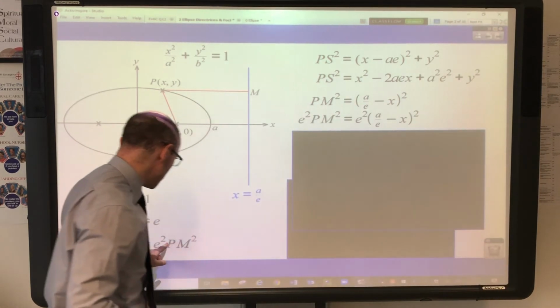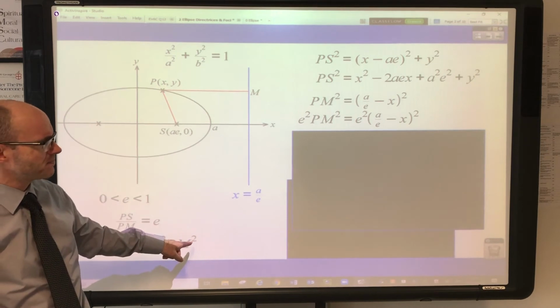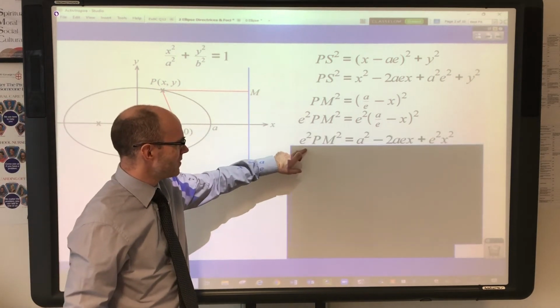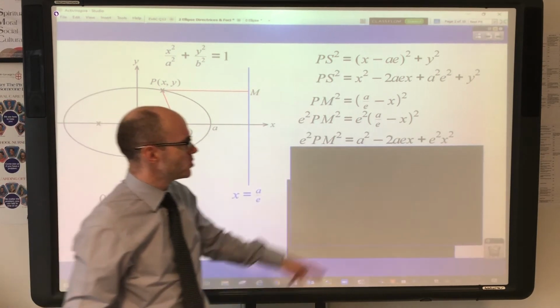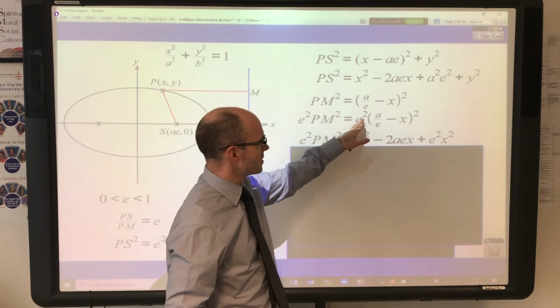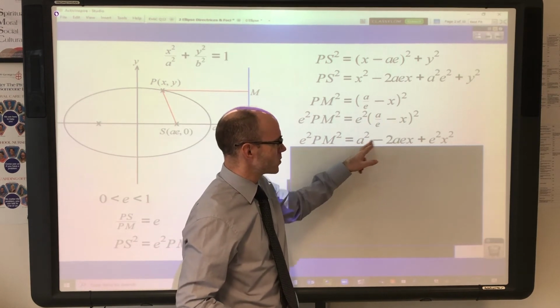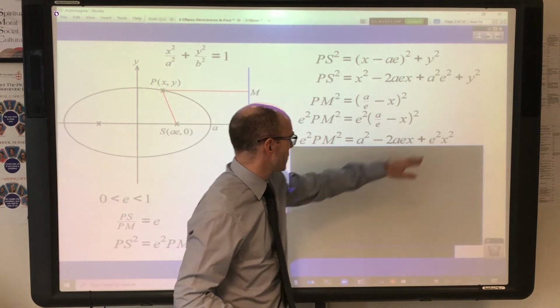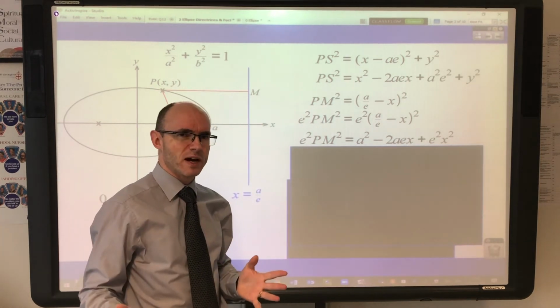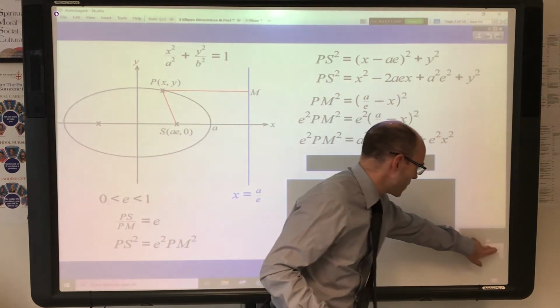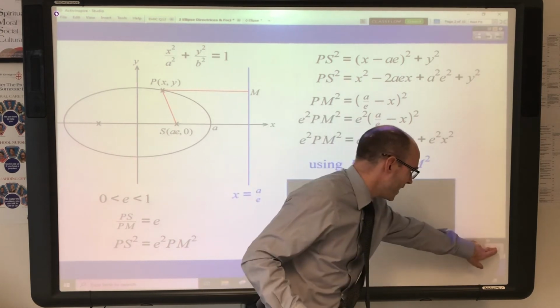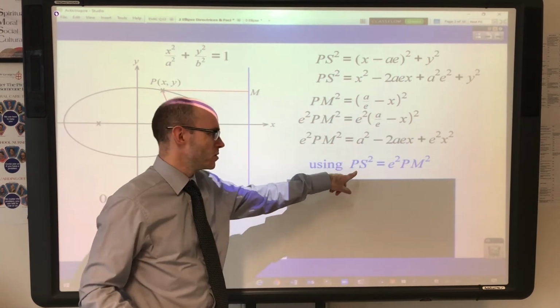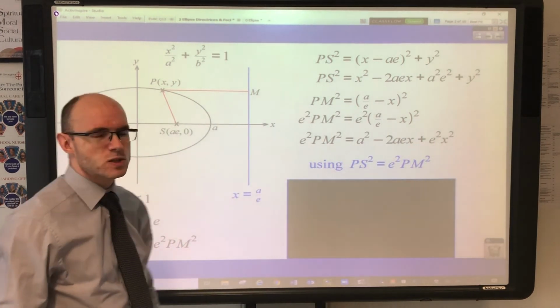Okay, and then we're going to be using e squared PM squared. If you expand the brackets out, you should get e squared times all of this is equal to a squared minus 2ax plus e squared x squared. I'm sure you're happy with all the algebra. All right, then where's this going? We're going to apply what we said we're going to use: PS squared equals e squared PM squared.